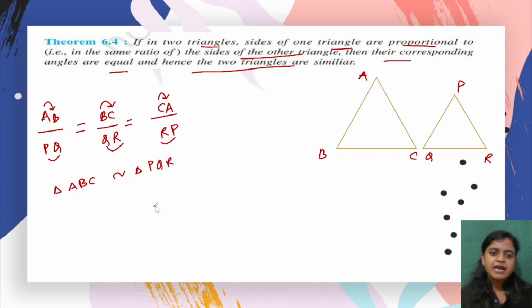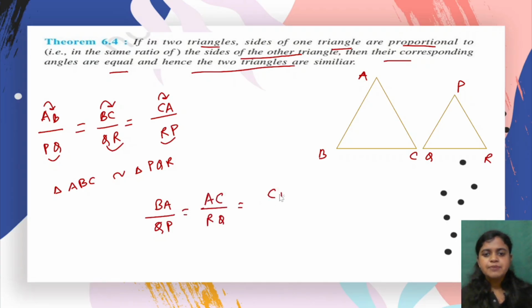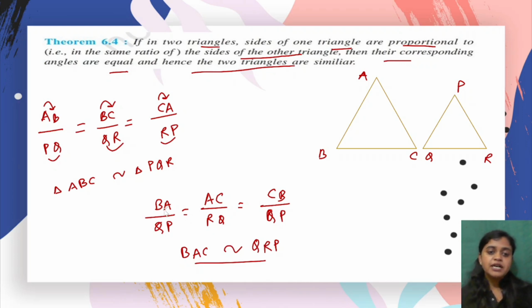But if I write BA by QP equals AC by RQ equals CB by QP, then we have to say triangle BAC is similar to triangle QRP. So remember this order. There is nothing random in the order. There is a particular order you have to focus on, like BA, AC and CB.